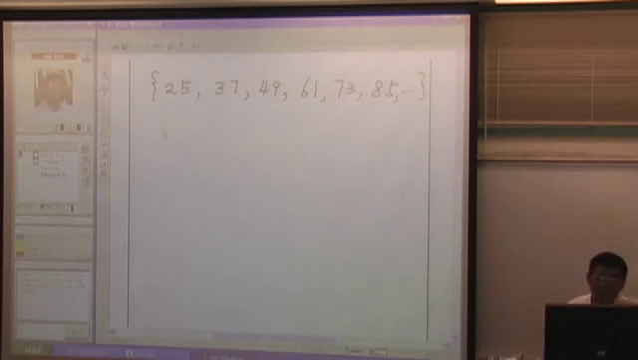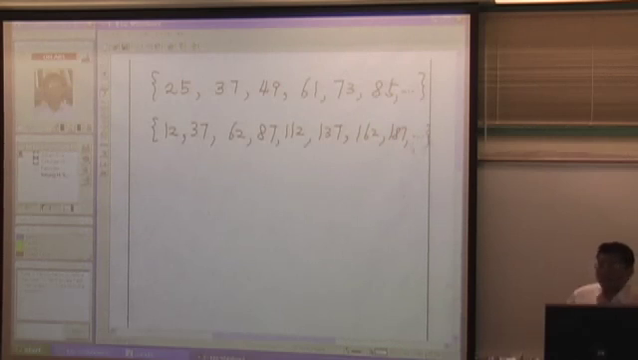The second thing, 12, 25 added here, then 37, right? 25 added, right? And then 87, 112, 137, 162, 187, and so on, right? So this is the meaning.